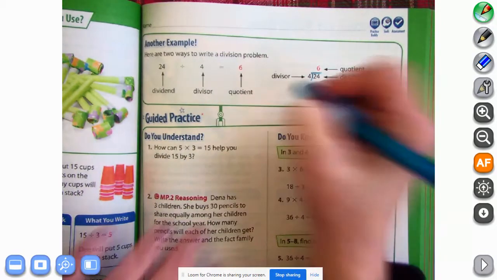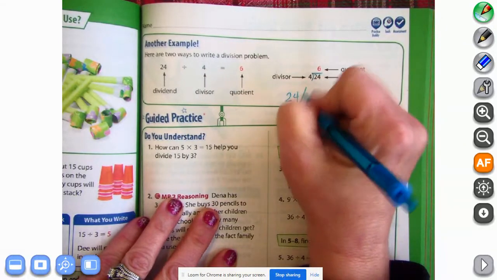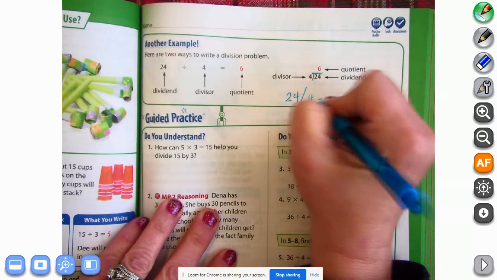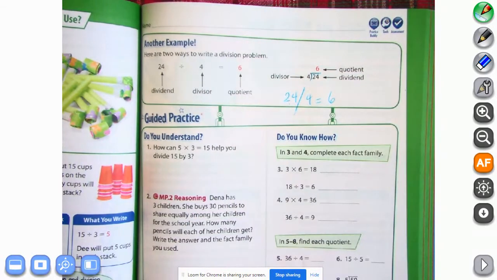Another way would be, so you might see this in Edmodo, 24 with a slash, 4 equals 6. 24 divided by 4 equals 6. All right.